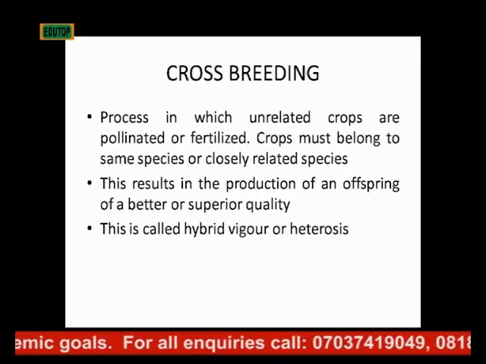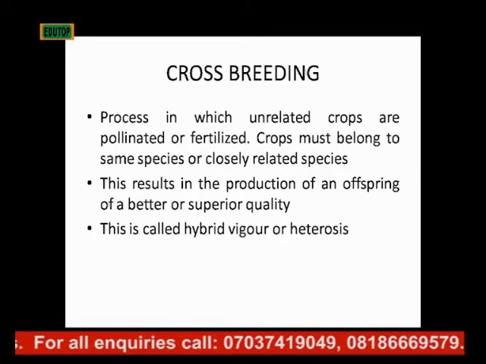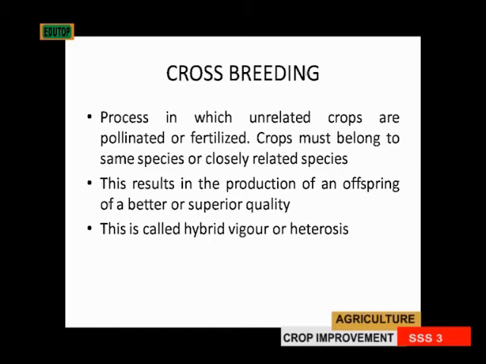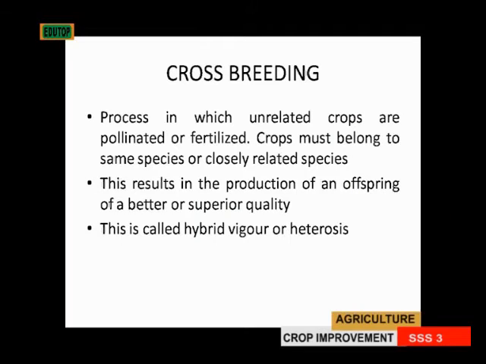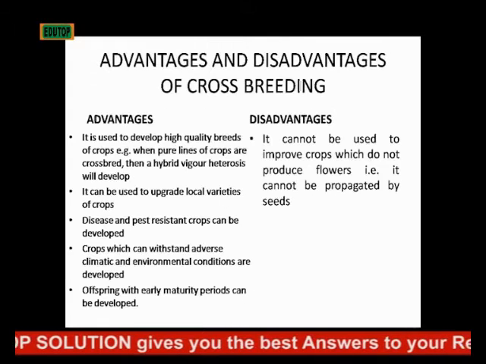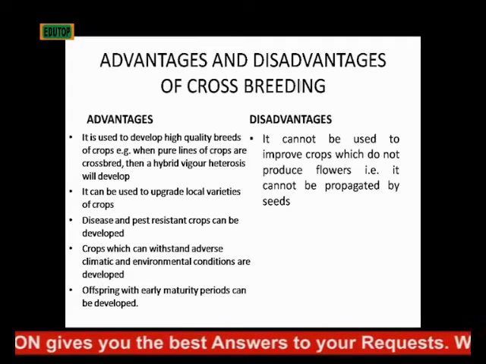Cross-breeding results in the production of an offspring that is of a better or superior quality than either of the parents, and this is called heterosis or hybrid vigor. Then the advantages and disadvantages of cross-breeding.